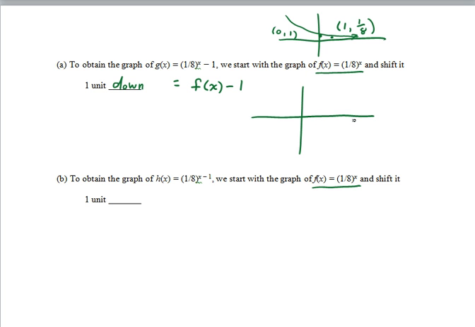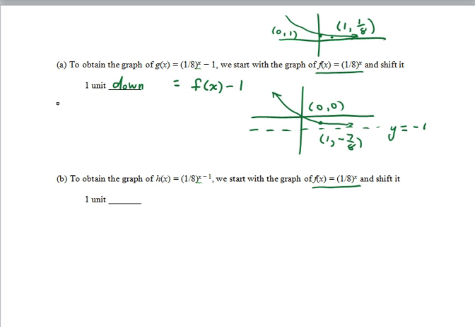And so instead of the horizontal asymptote being at the x-axis, or y equals 0, it will be at y equals -1. And 0, 1 will be moved down to the origin, 0, 0, and 1, 1/8 will be moved down to 1, -7/8.